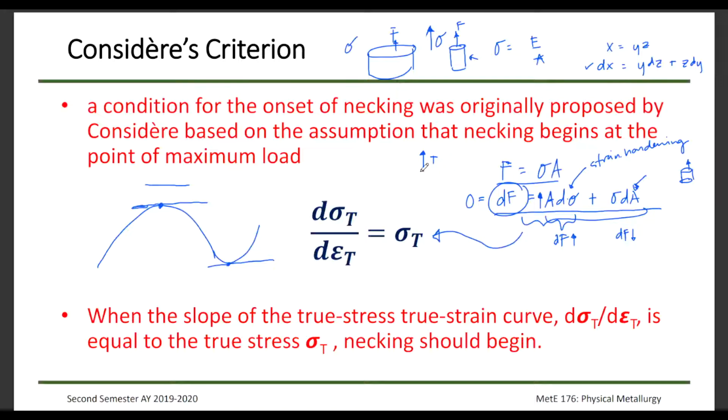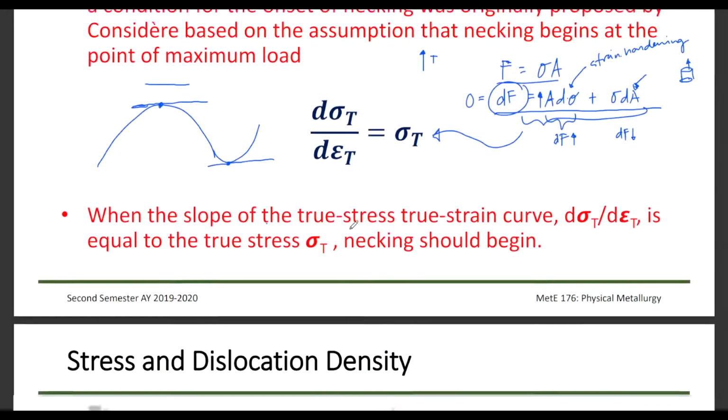Okay? So the point of maximum load occurs when the ratio between dσt and dεt is equal to the true stress σt that it is currently experiencing, no? Okay. So later papakita natin kung paano natin gagamitin yung equation na to.